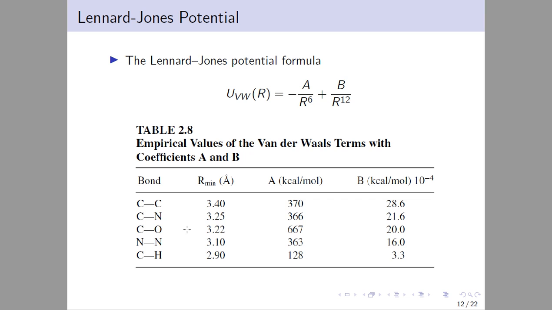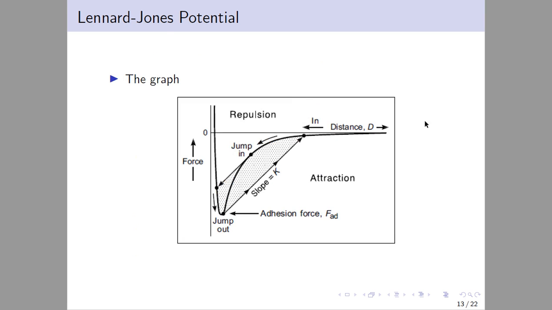So we can see the potential here. This is the graph, same as before. We have the attraction and repulsion, and this is the best position for these two atoms to do the interaction.